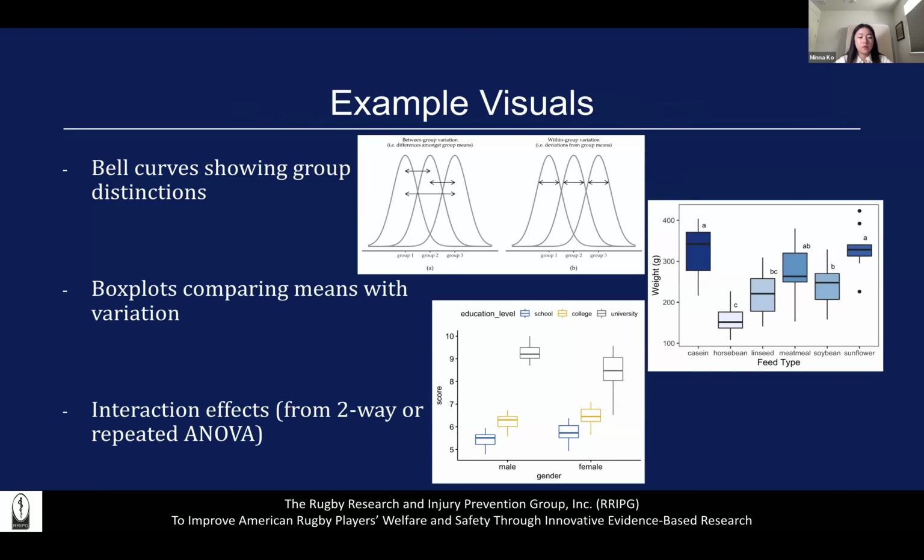So these are some visuals to help. On the top, you can see the normal distribution for each group. The middle one is box plots that show how spread out the scores are. And then the bottom one, this interaction plot, helps us to see whether the combination of variables affects the outcome differently. And these visuals are really helpful to understand the data.